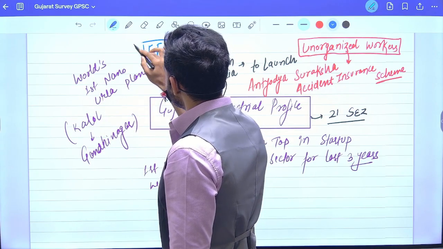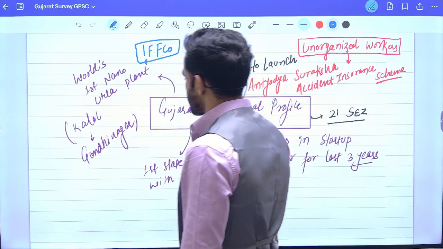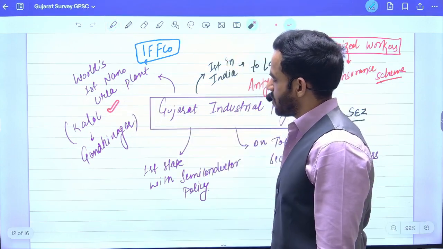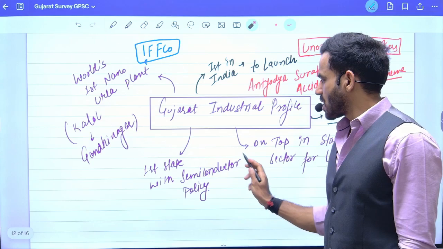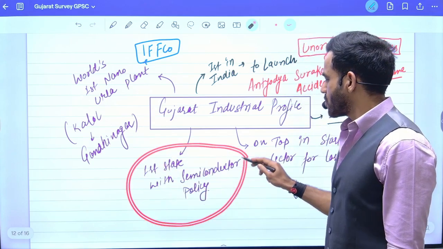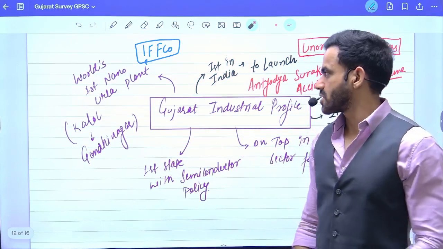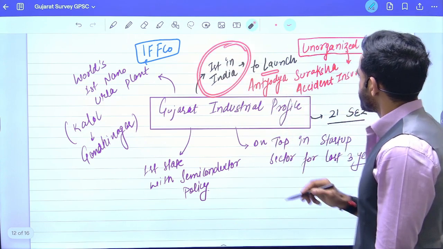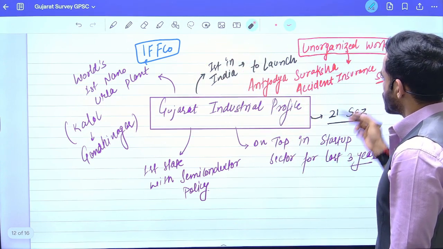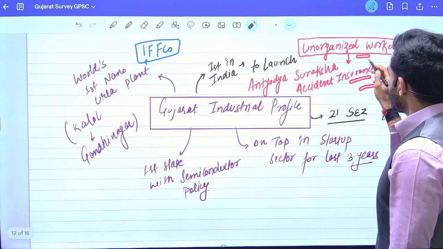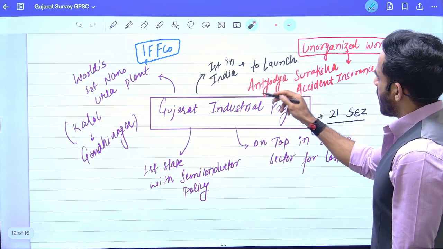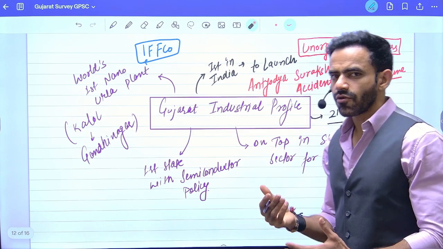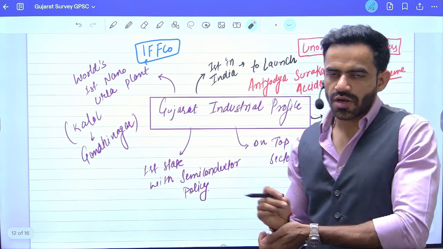What is IFCO? Indian Farmers Fertilizer Cooperative Organization. So this is world's first nano urea plant in Kalol. Apart from that, Gujarat became the first state to launch its own semiconductor policy. It is the first state in our country to launch a particular insurance scheme for the unorganized worker, and that is Antyodaya Suraksha Accident Insurance Scheme.